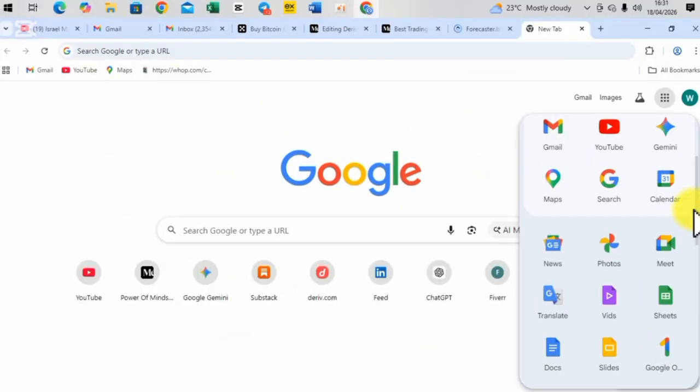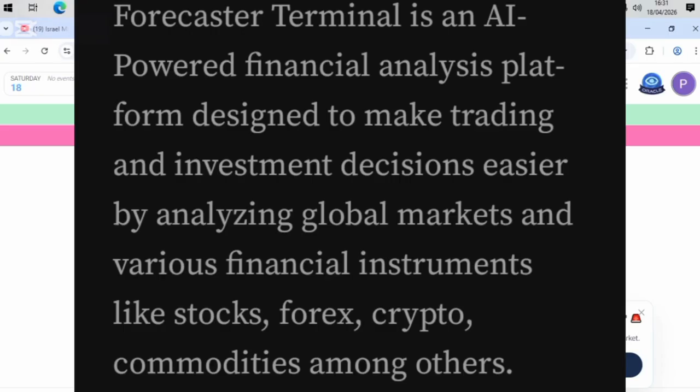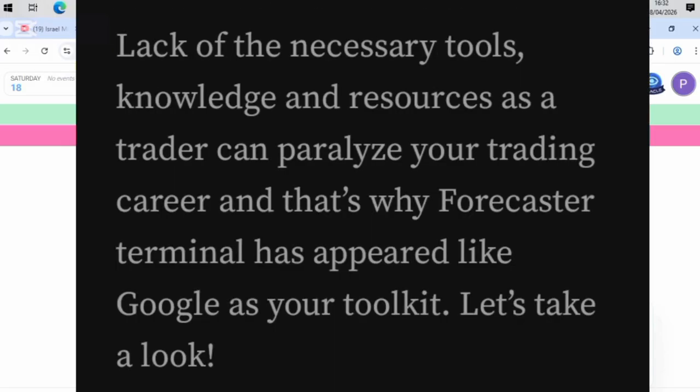So what if I told you there is a trading and investment tool which is exactly like Google but specifically for traders, and that is Forecaster Terminal. Forecaster Terminal is an AI-powered financial analysis platform designed to make trading and investment decisions easier by analyzing global markets and various financial instruments like stocks, Forex, crypto, commodities, among others. As traders, lack of necessary knowledge, tools and resources can paralyze our trading career, and that's why Forecaster is here to solve that challenge, right?